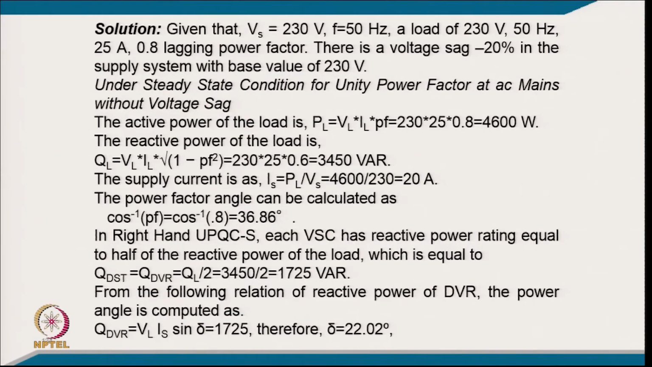So, coming to the numerical part, given the voltage 230 volt, 50 hertz at a load of 230 volt, 50 hertz, 25 ampere, 0.8 lagging power factor, there is a voltage sag of minus 20% in the supply system, base value of 230 volt. Under steady state condition for unity power factor at AC, meaning without voltage sag, the active power of the load is VI PF, so it comes 4600 watt, and the reactive power of the load is 230 into 25 into 0.6, that is 3450 VAR, and the supply current is power divided by the voltage, 20 ampere, and the power factor angle is 36.86.